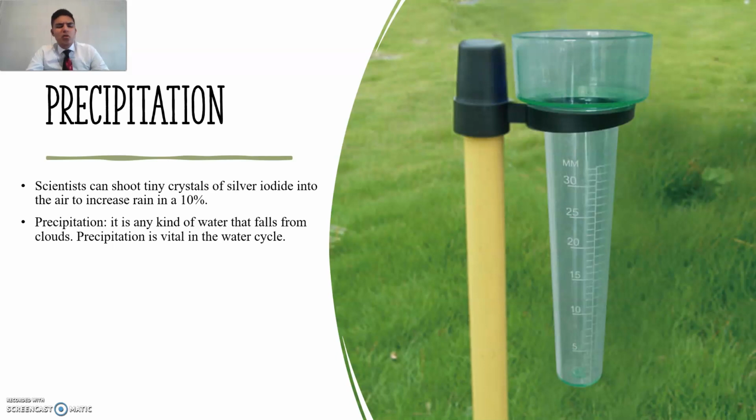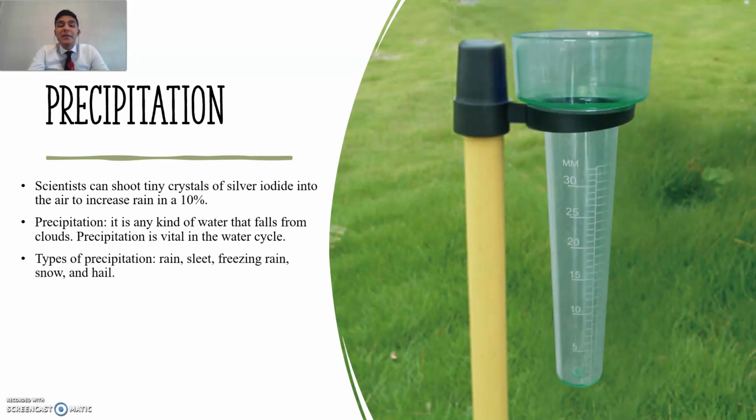And precipitation, what is it? It is any kind of water that falls from clouds. And precipitation is vital in the water cycle. So remember that in the water cycle we have evaporation, condensation, and after condensation we are going to have the precipitation. And it is crucial because all of the water that is going to the atmosphere needs to come back to the ground to repeat the process over and over again.